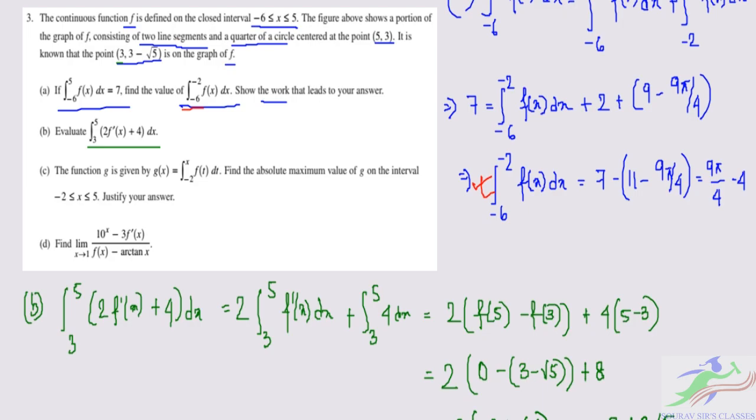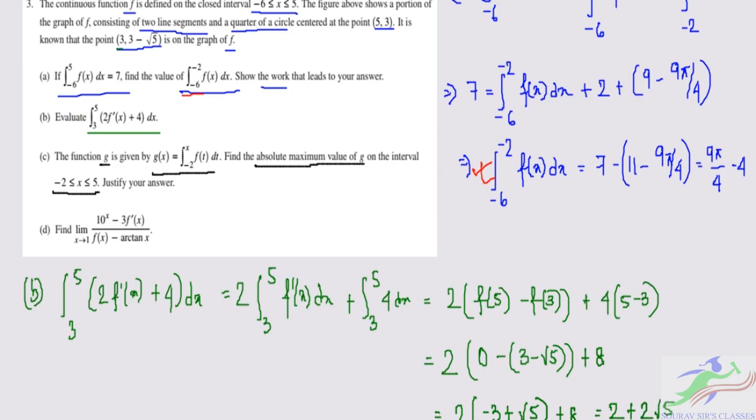It is saying that the function g is given by g of x equals the integral from minus 2 to x of f of t dt. You have to find the absolute maximum value of g on the interval minus 2 less than or equal to x less than or equal to 5. So we have to justify the answer also. So justify your answer. Okay, so that's how to solve this.